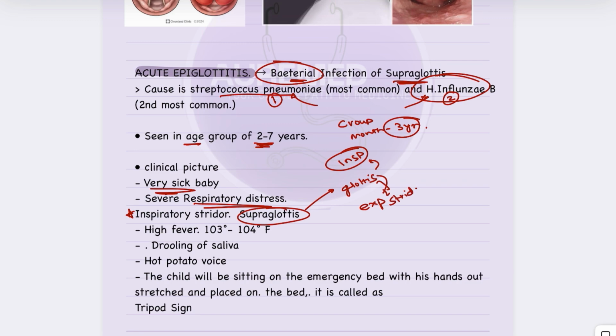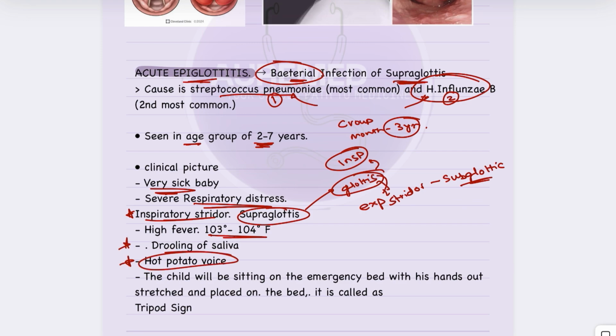So as you can see, epiglottis is above the glottis, so it will have inspiratory stridor, while croup is present below the glottis, which is a subglottic presentation. That's why it will have an expiratory stridor. There will be fever of 103 to 104, and there will be drooling of saliva and hot potato voice.